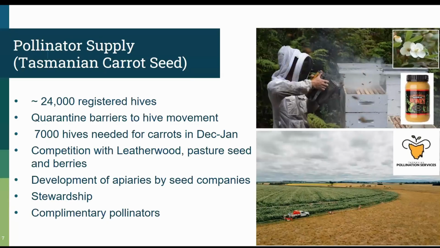So if we look at pollinator supply, Tasmania is a really nice example here. We have around about 24,000 registered beehives in Tasmania. There are, with good reason, quarantine barriers on the movement of other hives into the state. So it's the hives in Tasmania that we have to work with. If we take one example, we grow 700 hectares of hybrid carrot. It flowers in December, January. We need 7,000 of those 24,000 registered hives to reliably pollinate that crop.